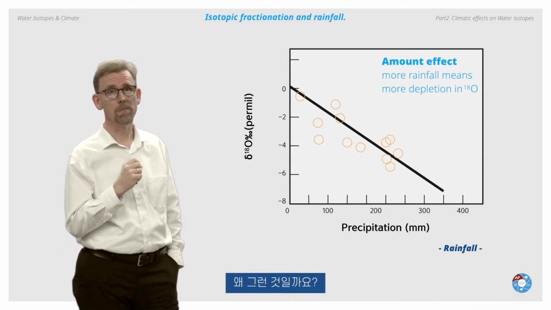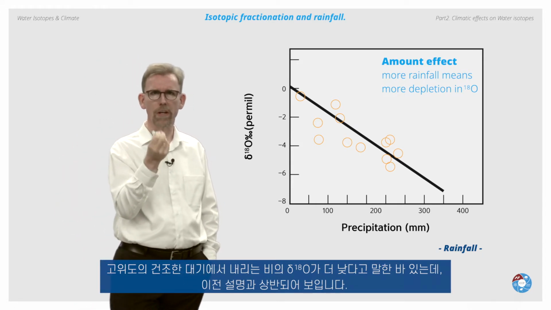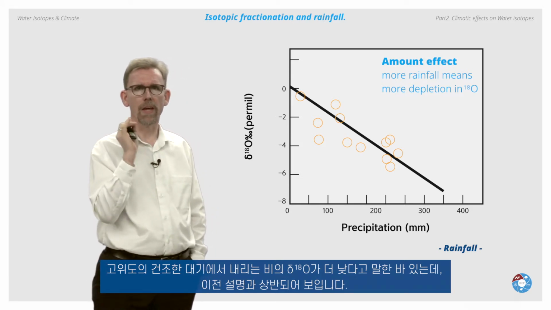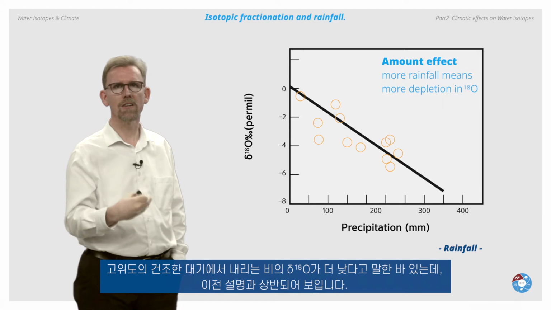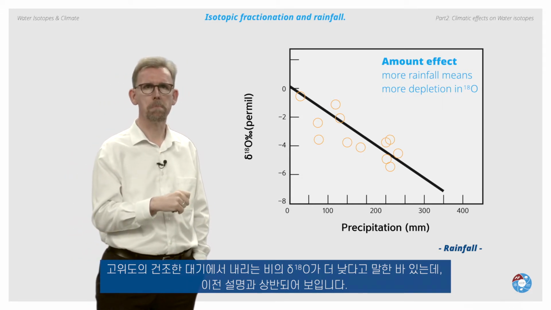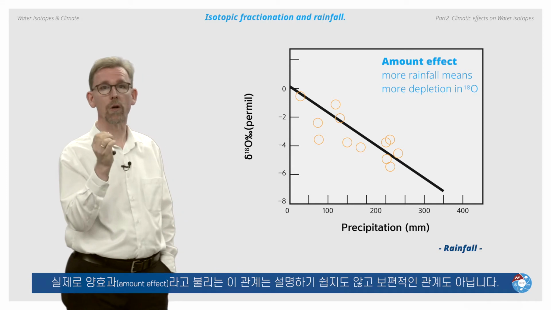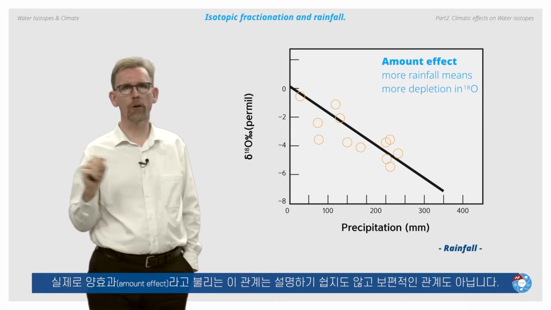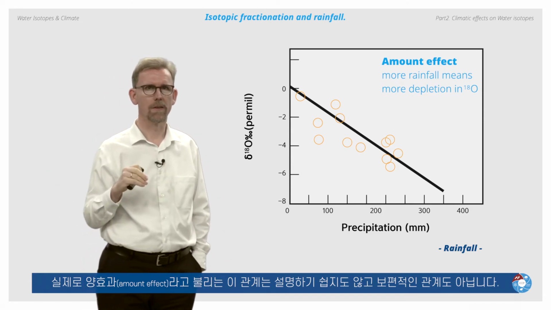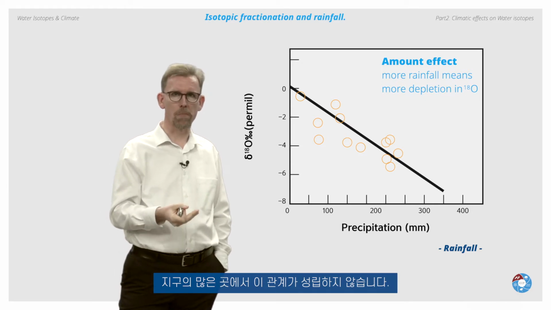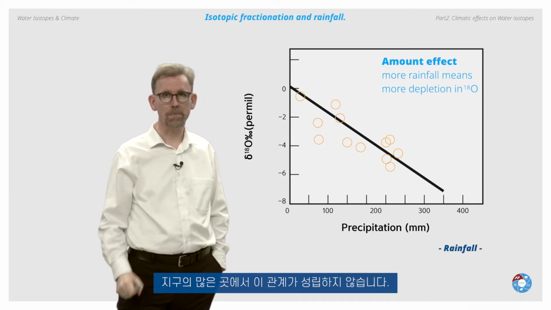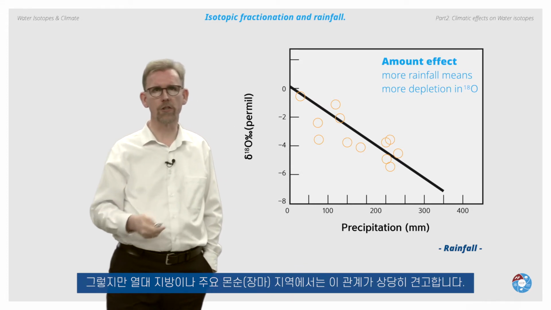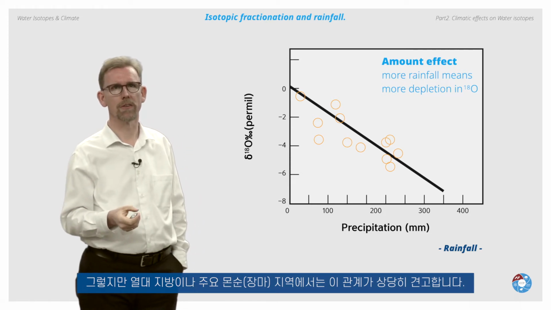How does this work? It seems to be a bit counterintuitive to our previous finding, which suggested that as the atmosphere gets drier, delta 18O of rainfall also decreases. In fact, this relationship, which we call the amount effect, is not that easy to explain, and it's also not a universal relationship worldwide. There are many places on our planet where it does not hold. However, in the tropical regions and in main global monsoon regions, the relationship is quite robust.